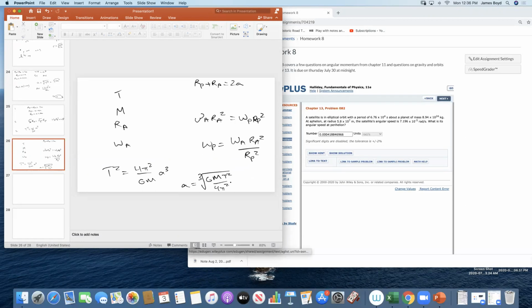T has to be in seconds here. A will be in meters. G is 6.67 times 10 to the minus 11. M is given. We do this, we find A. We plug in 2A minus RA, we get RP. We plug that in here, we get omega P. And that's how you solve this problem. I hope you see that for Kepler's laws, it really just comes down to plugging numbers into equations. You're usually given 3 pieces of information, and from that, you'll find all the other information, right?